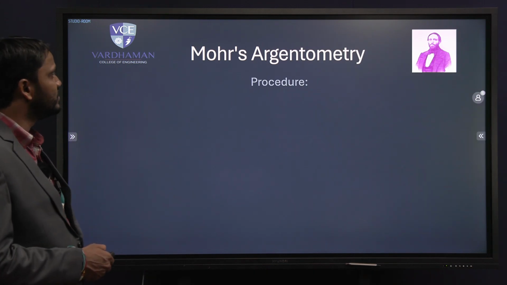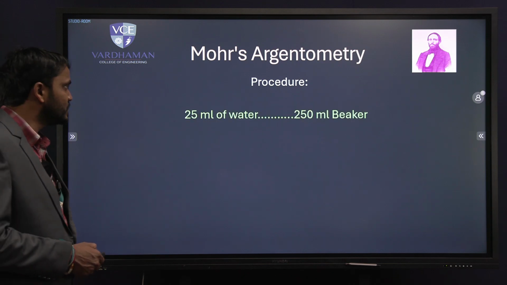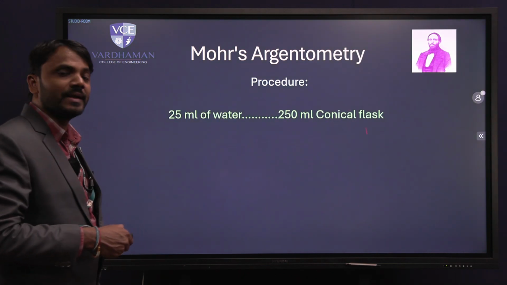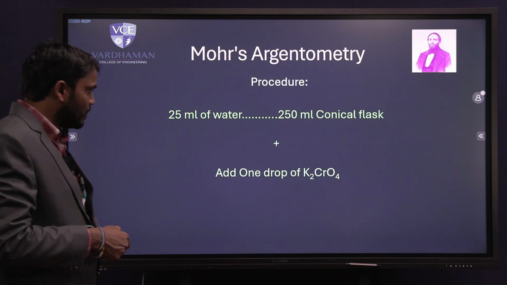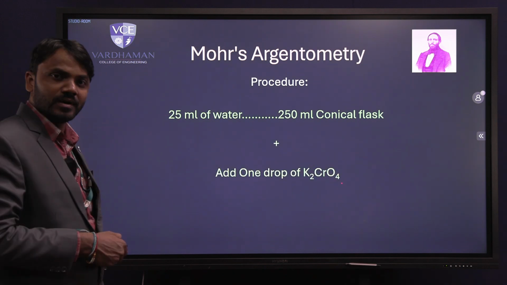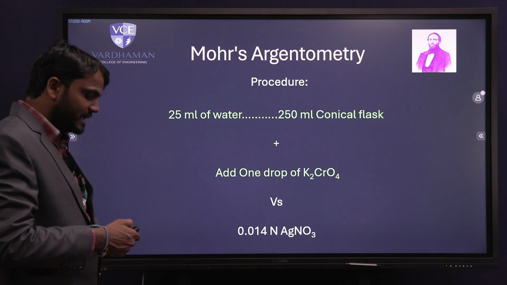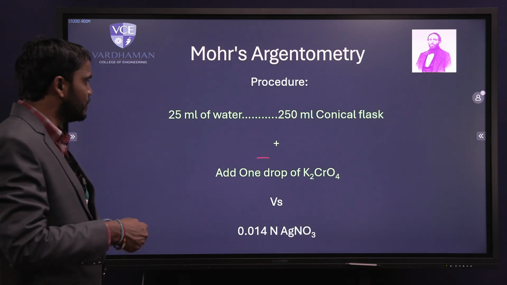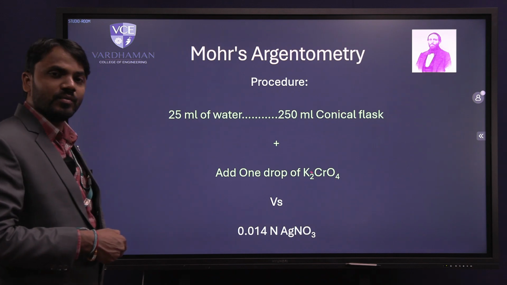Okay. So now we'll move into the procedure. What is the procedure? You have to take 25 ml of water sample into a 250 ml conical flask. Add 1 drop of K2CrO4. Then you need to start titrating against the silver nitrate solution. As we know, what will happen when you add silver nitrate into a water sample.